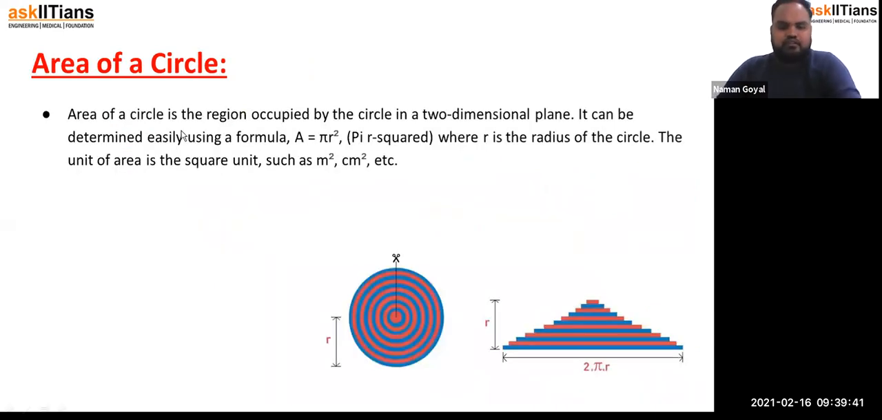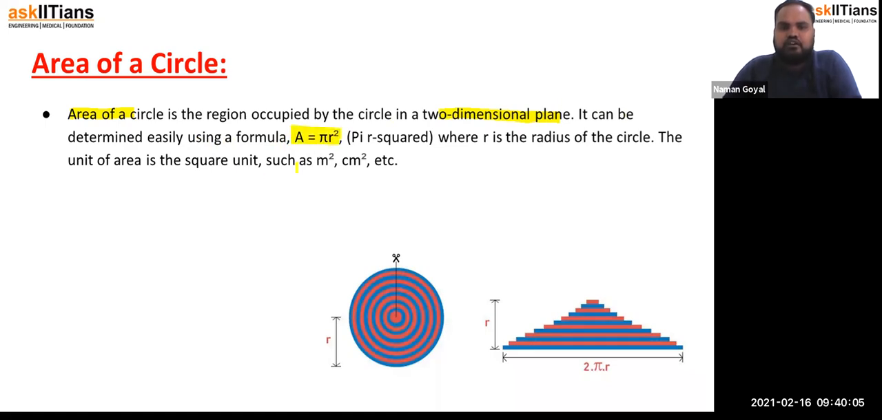So the first topic is the area of a circle. The area of a circle is the region occupied by the circle in a two-dimensional plane, which contains the x-axis and the y-axis. For example, the board you are able to see is a two-dimensional plane. It can be determined by using the formula A equals pi r square.